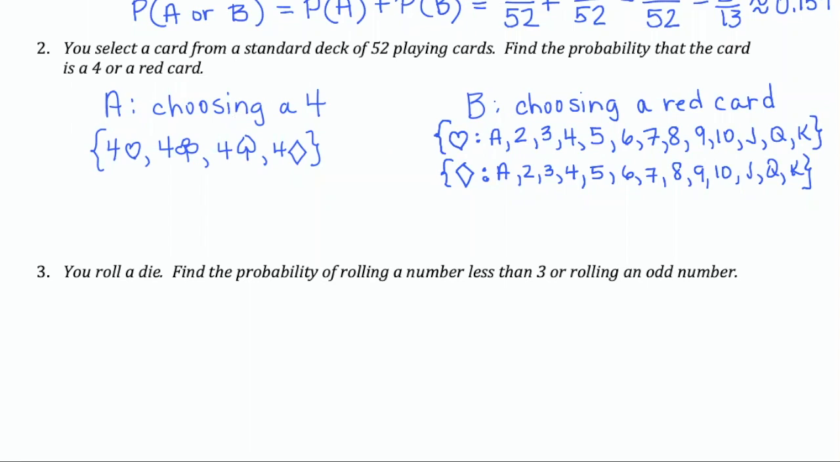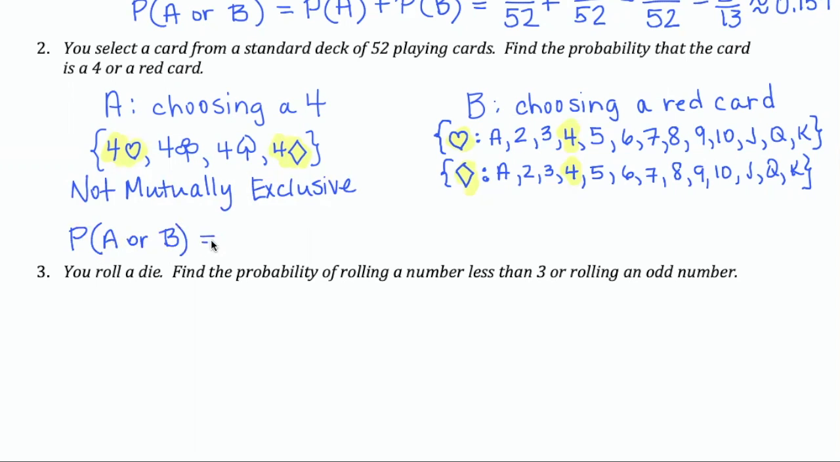So now what I want to look for is if I have any shared outcomes, an outcome that exists in both event A and event B. And certainly you can see I do have a 4 of hearts in each one. I also have a 4 of diamonds in each one. So therefore, because they share an outcome, these events are not mutually exclusive. So when I calculate the probability of event A or B, I now need to use the version of the formula that subtracts the probability of that common event.